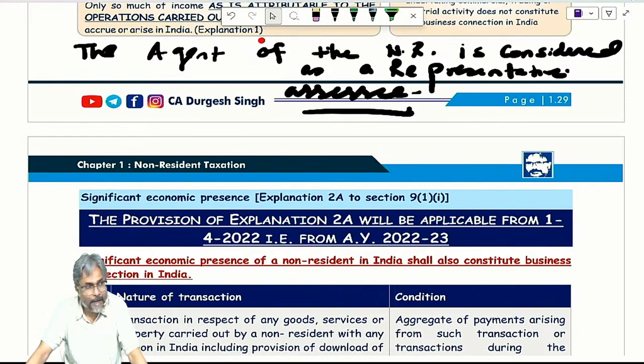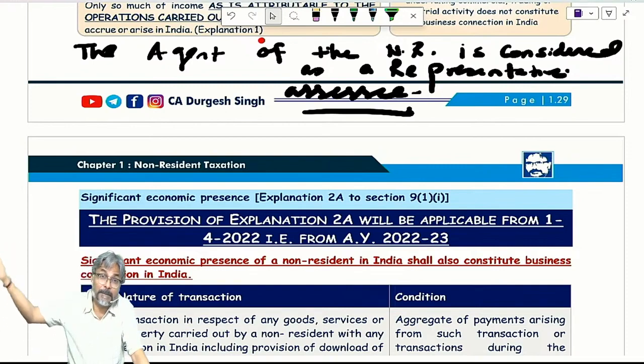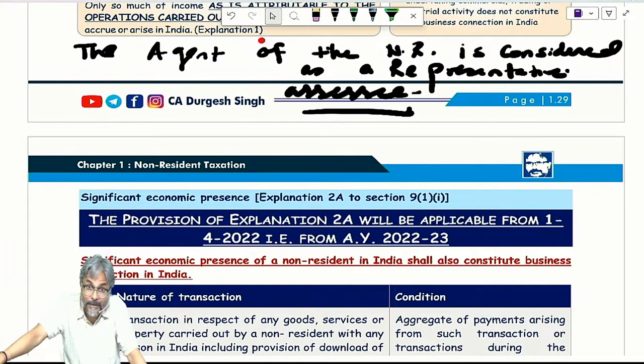Therefore, the term business connection in a way is presupposing a physical presence of a non-resident in India. So there needs to be a physical presence of whom? Of a non-resident in India. That is what we are coming to know about it.